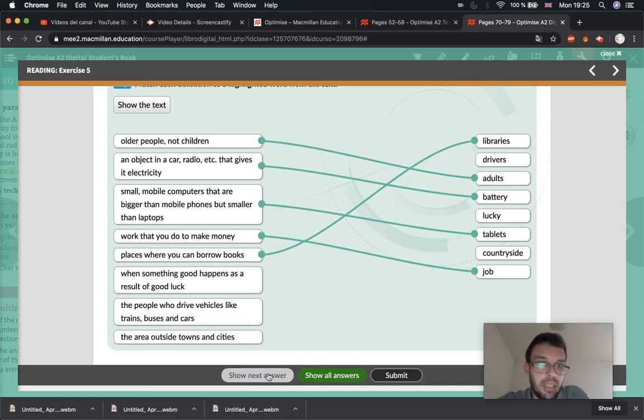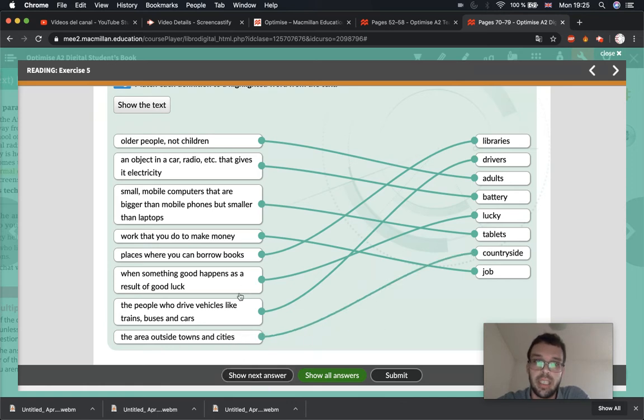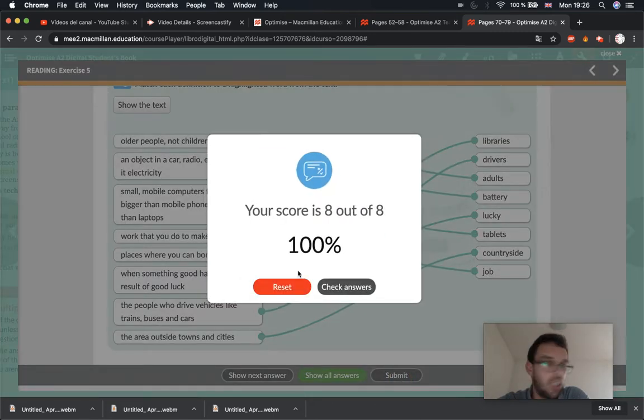When something good happens as a result of good luck. Well, that's lucky. Lucky. Okay. Next one. The people who drive vehicles, like trains, buses, and cars. All right, well, this is not too complicated. If you drive something, you are a driver. And finally, the area outside towns and cities. All right, so outside of the towns and cities, and that's the countryside. Okay, so make sure you've got all the correct vocabulary words written next to the definition in the book. Okay, oh, fantastic.